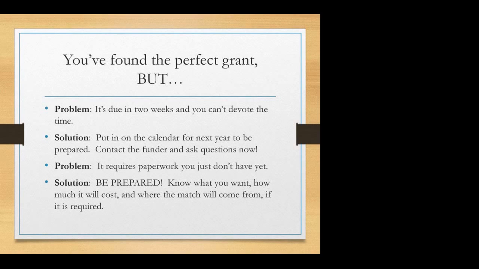Put it on the calendar for 3 months ahead of where it was next year so you can start getting ready. And put on the calendar the due date, but say start getting ready for the Local Food Promotion Program grant in January because it opened in May, so that you know that it's coming. Problem, it requires paperwork you just don't have.